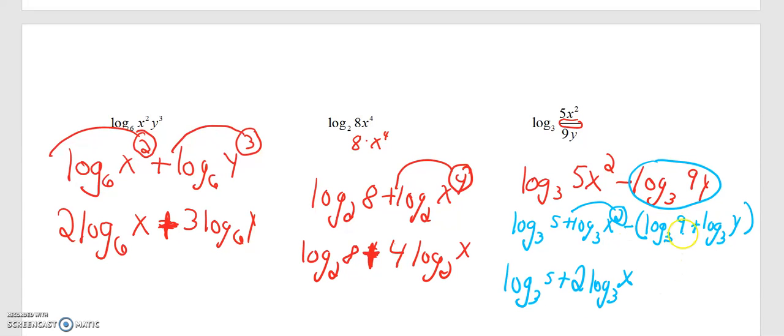And then this last piece, like I said, you are subtracting this whole thing. So when I change this whole thing into this piece right here, I am going to be subtracting a log base 3 of 9 and subtracting a log base 3 of y. So they both become minus. That minus sign goes to the 9 and to the y. So keep that in mind with expanding.